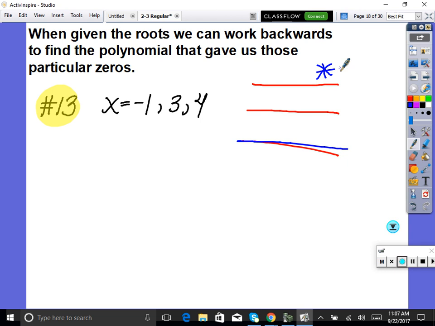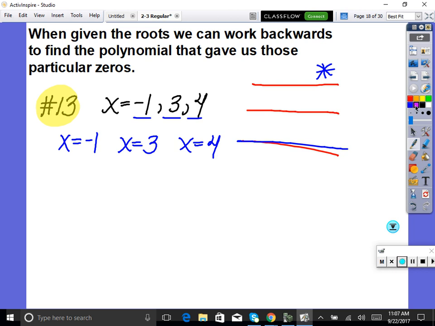So first of all, let's test your knowledge and understanding. We have 3 solutions. What degree must this be? 3. You're awesome. So we're working backwards. So you'd say x equals negative 1. We also have x equals 3. And we also have x equals 4.